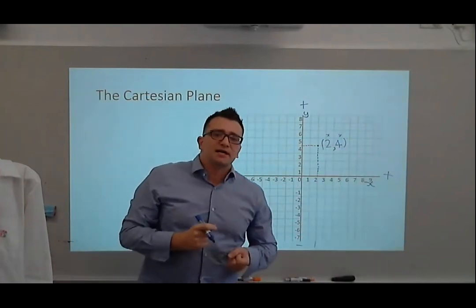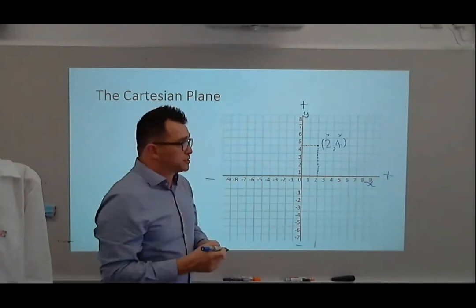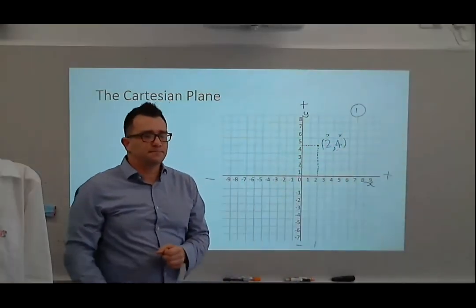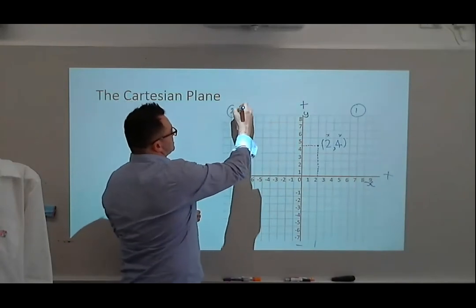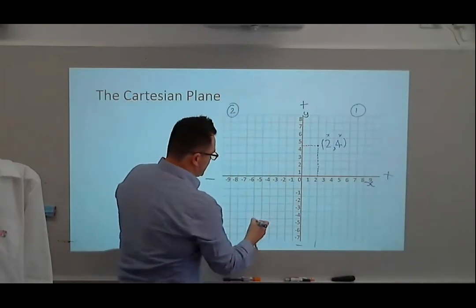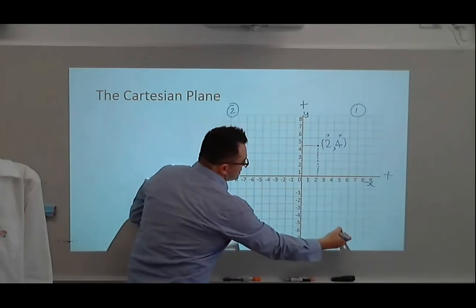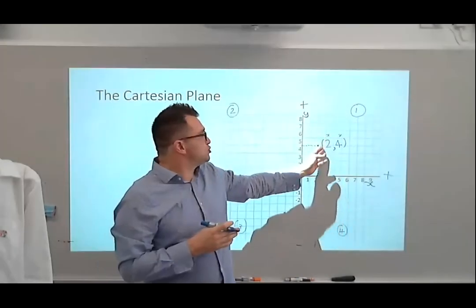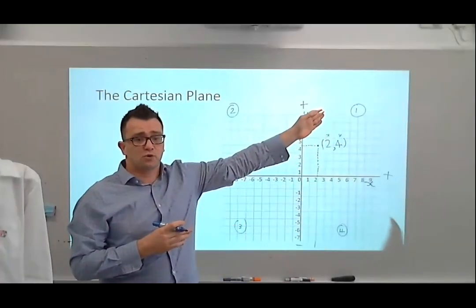The second part of our Cartesian plane is something called quadrants. The top right is our first quadrant. This is our second quadrant, our third quadrant, and fourth quadrant. So we would say the point (2, 4) is in the first quadrant.